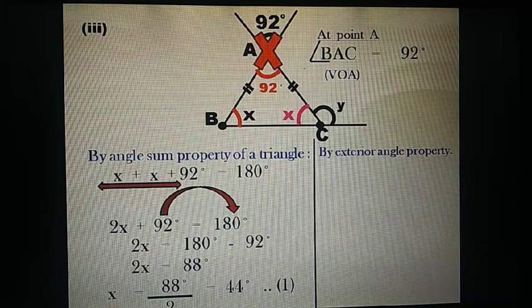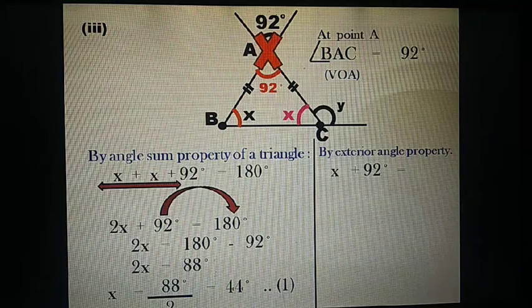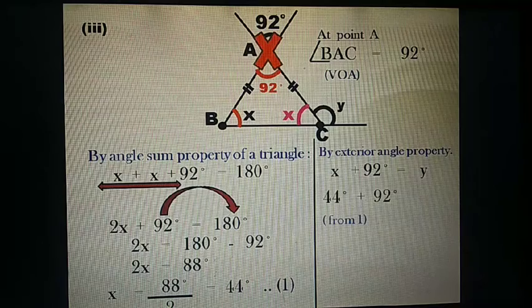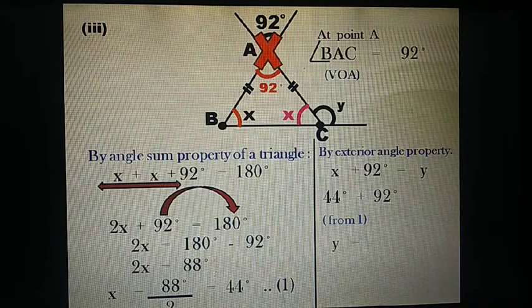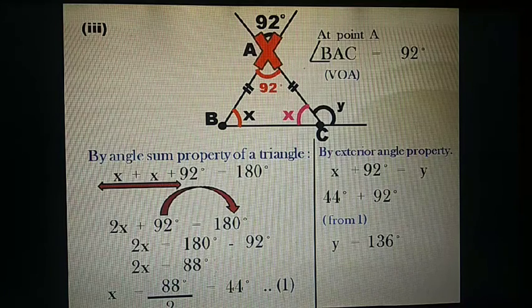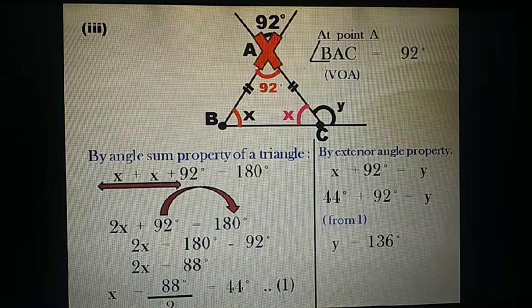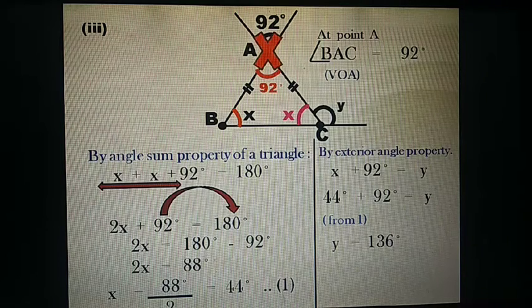Now, I am using exterior angle property here. Exterior angle property means sum of interior opposite angles is equal to the exterior angle. From 1 we can replace x by 44 degree. We will get the value of y as 44 degree plus 92 degree, which means 136 degree. This is the value of y. I hope the calculation is clear.